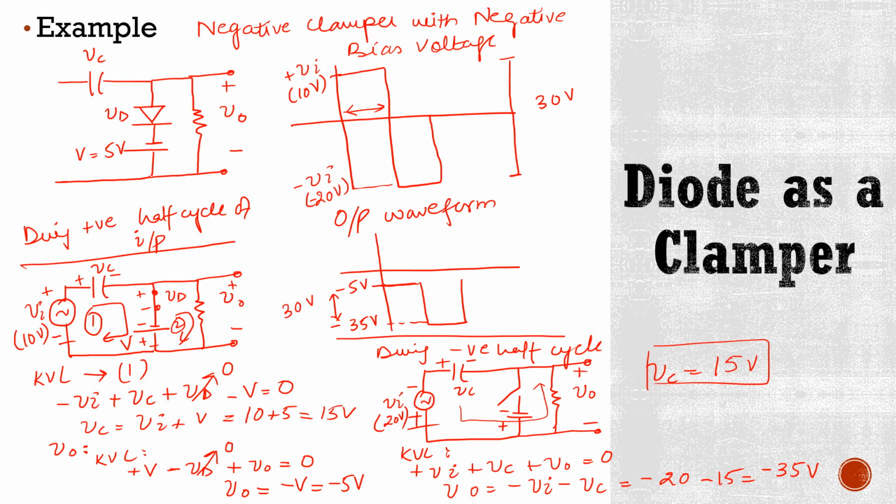Now for second input signal, this wave will look like this. Okay, and for third it will look like this. So this is an example of a negative clamper with negative bias voltage.